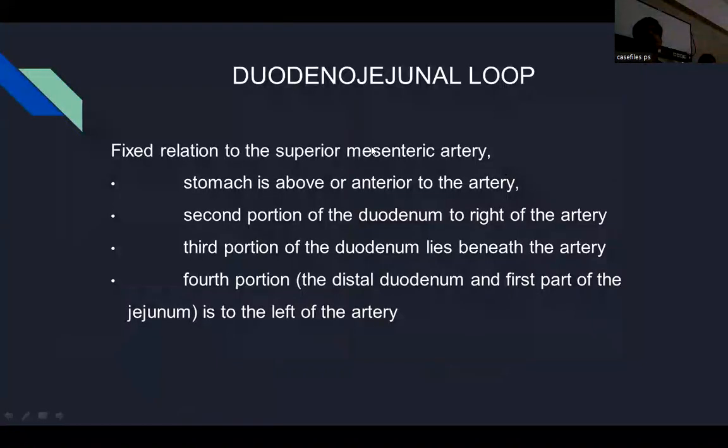Finally, in adults, the position of the superior mesenteric artery is related to the stomach and the duodenum like this. The stomach is above the artery. The second portion of the duodenum is to the right of the artery. The third portion of the duodenum is beneath the artery, and the fourth portion, which is the distal duodenum, and the jejunum are toward the left of the artery.